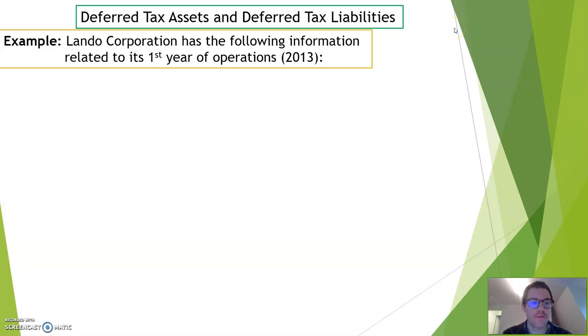Alright, in this video we'll do a slightly more complicated example of deferred tax assets and deferred tax liabilities. Let's look at Lando Corporation. They have the following information related to their first year of operation, which is 2013.